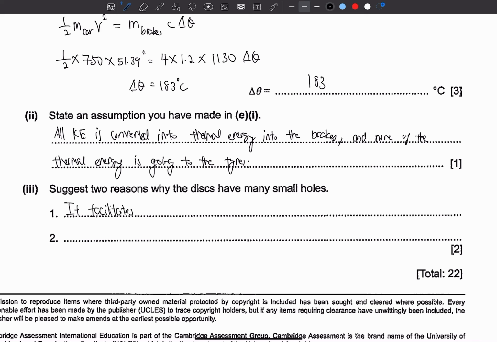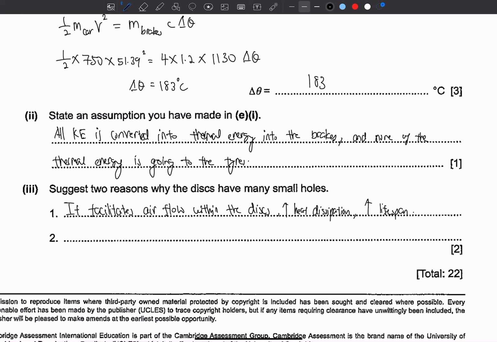So, it facilitates air flow within the discs, increasing heat dissipation, increasing lifespan.